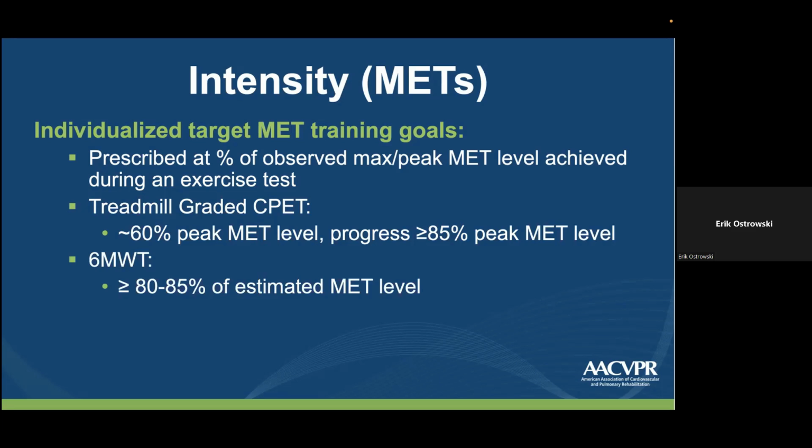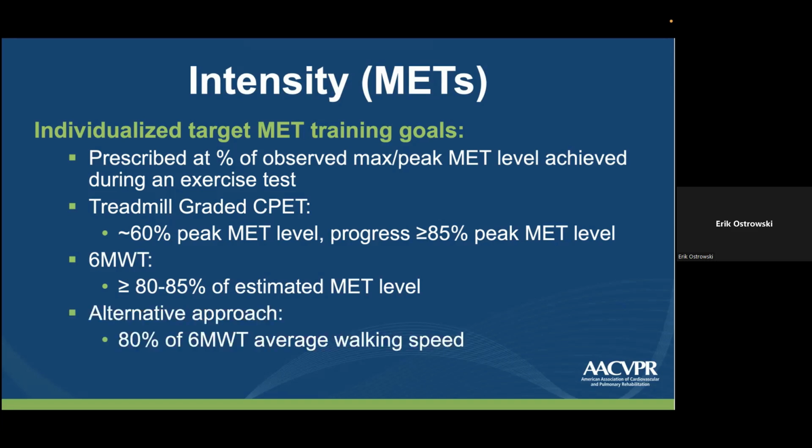If you're using a 6-minute walk test, which most of us probably are, you'll take 80 to 85% of the estimated MET level from the 6-minute walk test and start a patient's initial exercise intensity on whatever modality you choose at that MET level. And an alternative approach to this is to just take 80% of the patient's average walking speed during the 6-minute walk test.